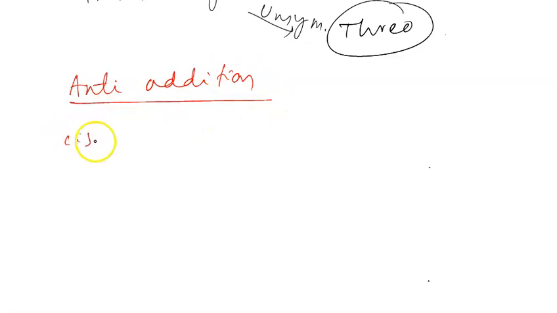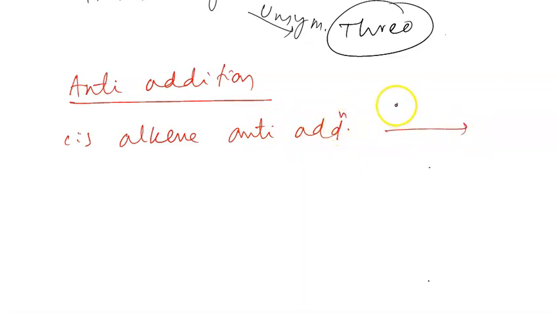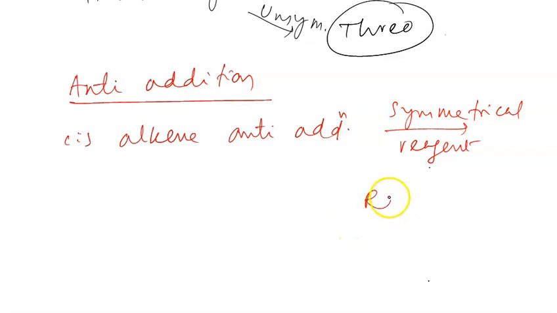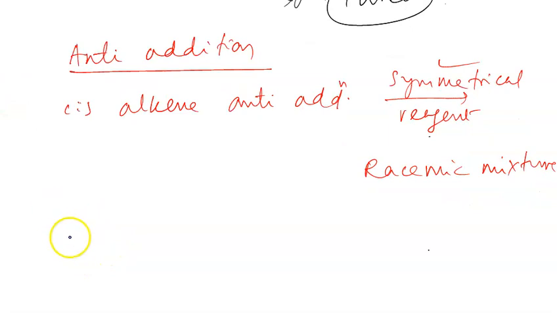Cis alkene on anti-addition. Anti-addition of a symmetrical reagent will give a racemic mixture. If the reagent is symmetrical, we will get a racemic mixture. So let us see how a racemic mixture is getting formed.